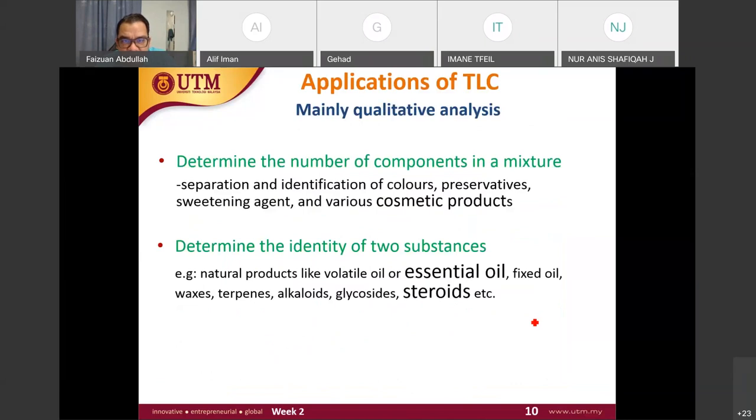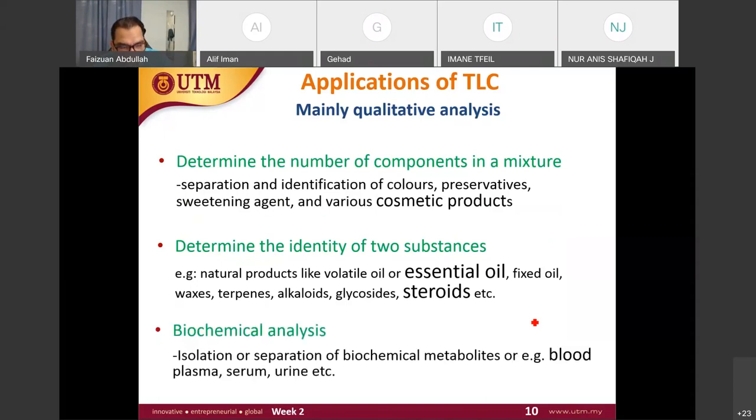So the application of TLC is mainly qualitative analysis: determining the number of components in a mixture, and separation and identification of colors, preservatives, sweetening agents, and various cosmetic products. We still use this simple chromatography technique in industry for identification of additives, colors, preservatives, and cosmetic products, and to determine the identity of two substances, for example, natural products like volatile oil or essential oil, fixed oil, wax, terpenes, alkaloids, glycosides, steroids, and more. Biochemical analysis also uses this technique to separate biochemical metabolites, for example, blood, plasma, serum, urine, and so on.